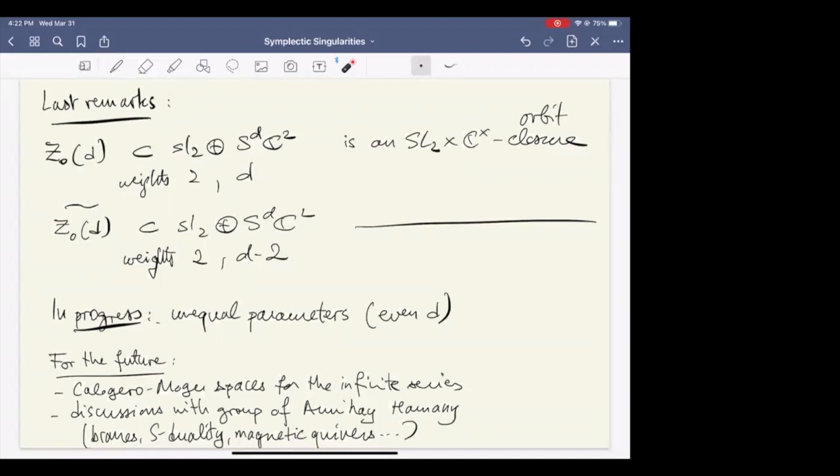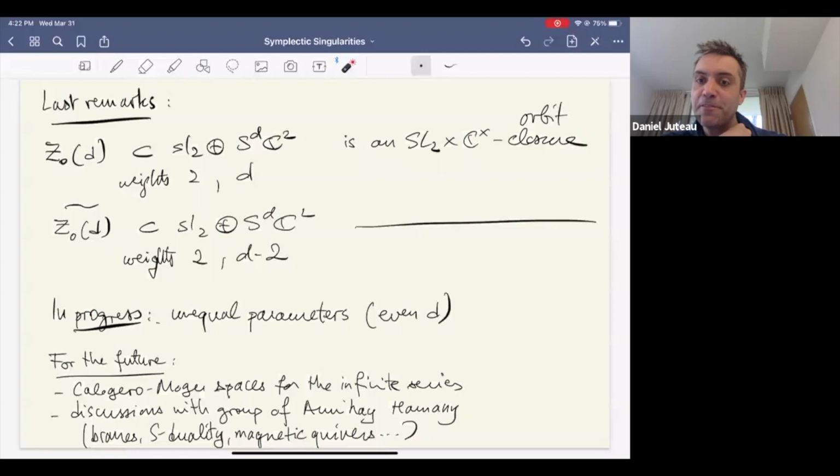Do they always lift to characteristic zero? And then the next question would be, start with a simple Lie algebra in characteristic P that does not come from characteristic zero. Can you cook up some symplectic singularities there? Well, that would be very nice.